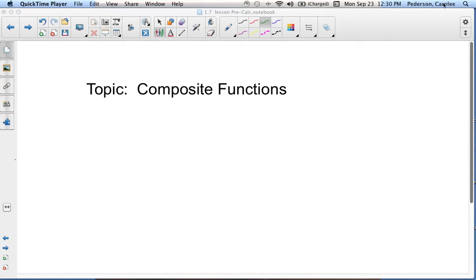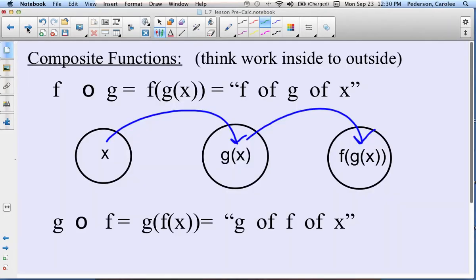This video focuses on composite functions. This first slide is a description of what a composite is. I tell my students to work from the inside to the outside. So how we say, this is a little circle right here. It's an open circle. It says f of g of x.